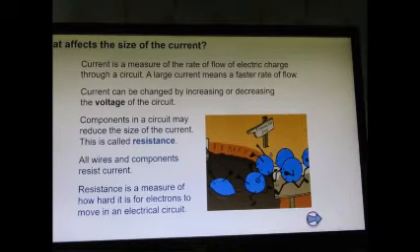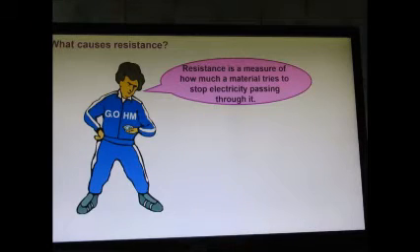Any component will try and slow down the current because it's making those electrons do work, so it's making it harder for the electrons to actually pass through the wire. So you've got a little definition there: resistance is a measure of how much a material tries to stop electricity passing through it. Just in the same way that some materials are better conductors than others, some materials have more resistance than others, so some materials are better at preventing the flow of electrons through them.